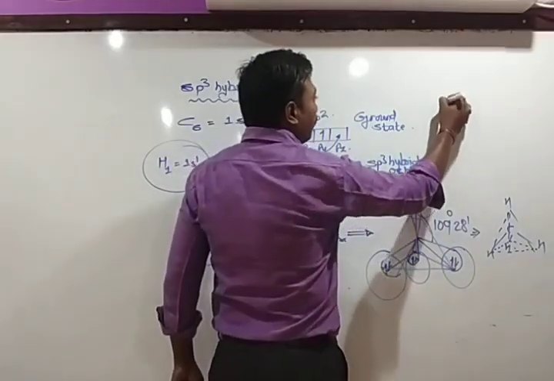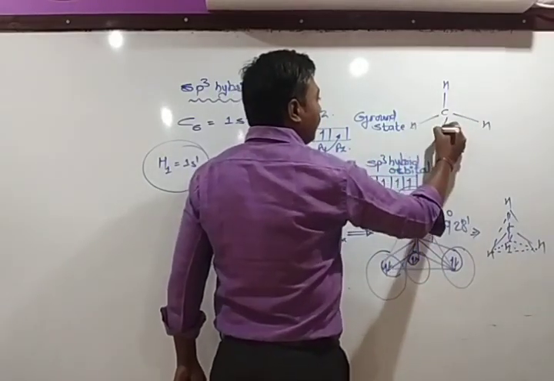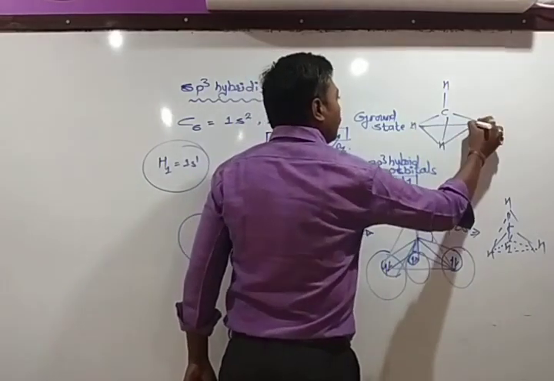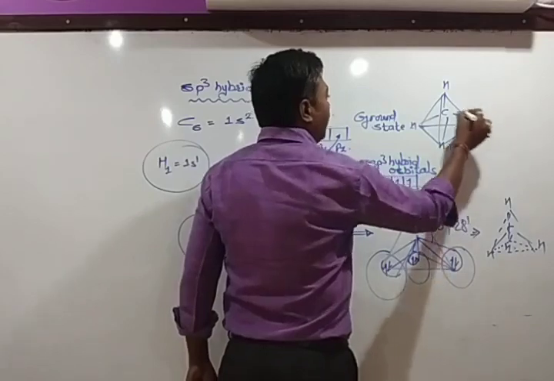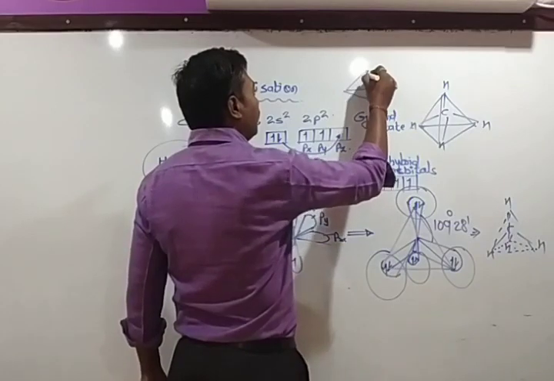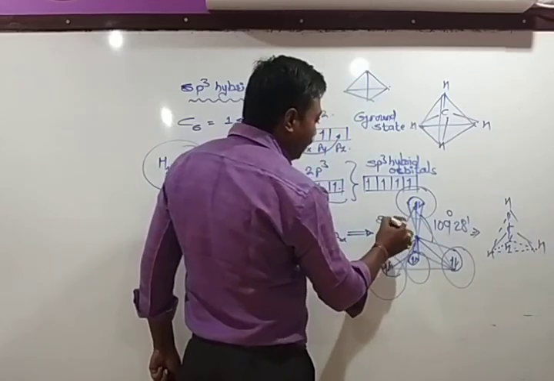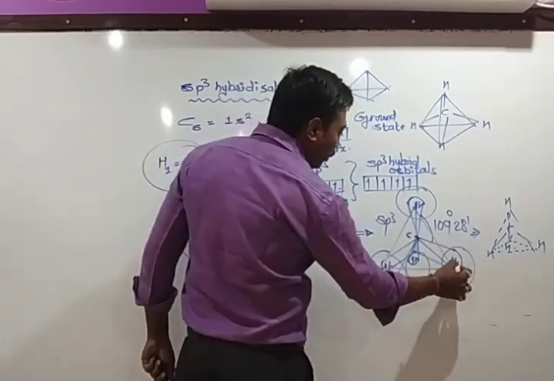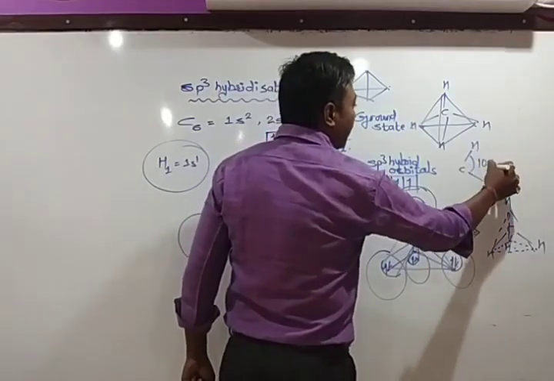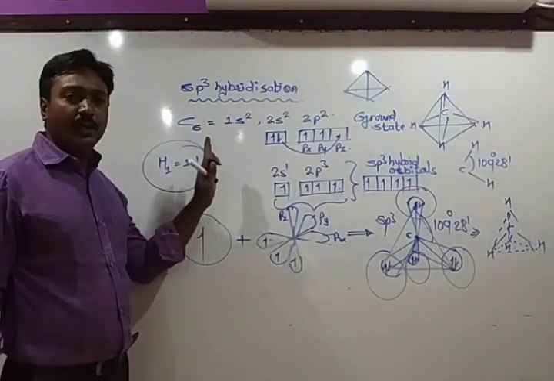So what will be the structure of the methane molecule? Tetrahedral structure. The hybridization of the central carbon atom is sp3, and the carbon hydrogen bond angle is 109 degree 28 minutes. This is all about the sp3 hybridization present in carbon.